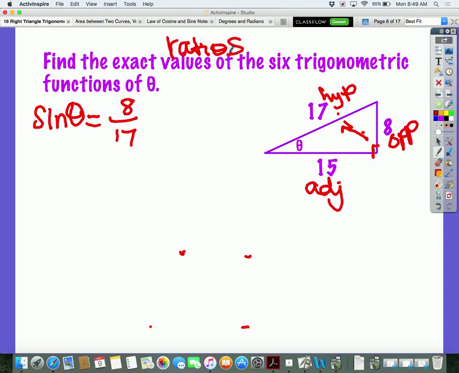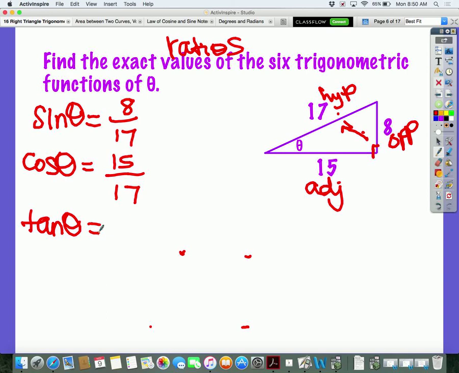Now, one thing I will tell you guys, if you get a fraction and you can reduce it, you want to make sure you reduce it. So say this was 8 over 18 instead, 2 goes into both 8 and 18, so you want to reduce. Let's do the next one. Cosine of theta. Cosine is what over what? Adjacent over hypotenuse. So my adjacent side is 15, and my hypotenuse is 17. Good stuff. Let's keep going. Tangent of theta. Opposite over adjacent. So that's going to be 8 over 15. Is everybody understanding? So far, so good?